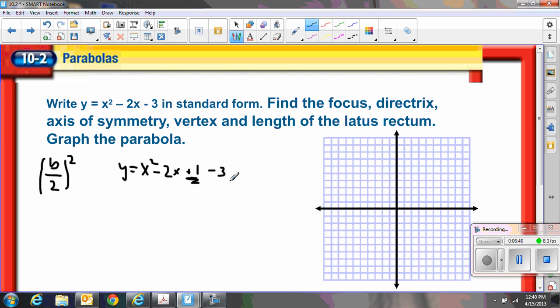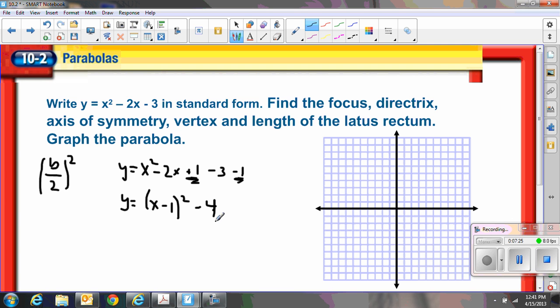Now, in order to keep things balanced, I have to add back in what I just subtracted out. Since I added a 1 right here, to keep this balanced, I then have to go minus 1. I don't want to change this equation at all. So plus 1, minus 1, they balance out. Now the reason why I complete the square is this is now something that's going to factor rather nicely, and it's going to factor into x minus 1 squared. Minus 1 minus 3 makes this minus 4.